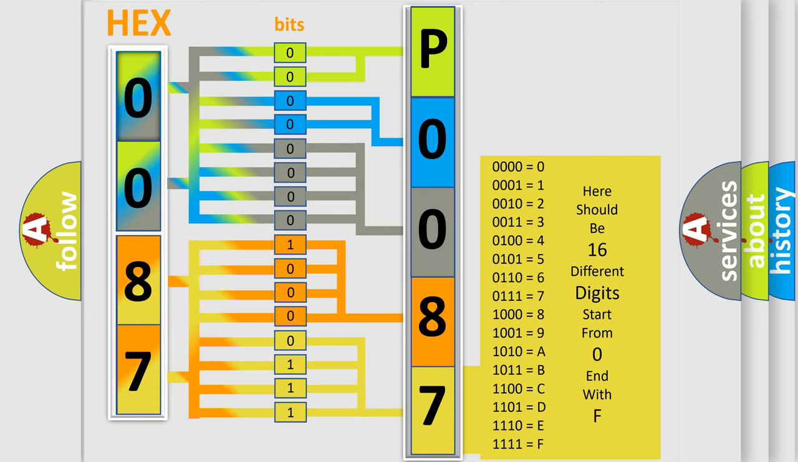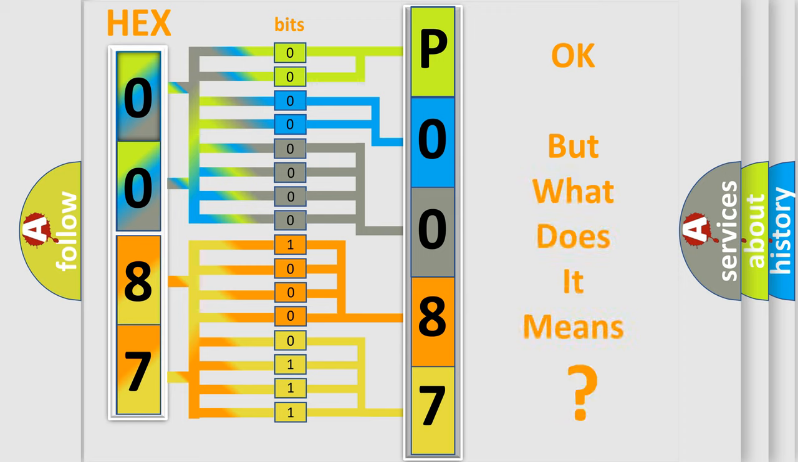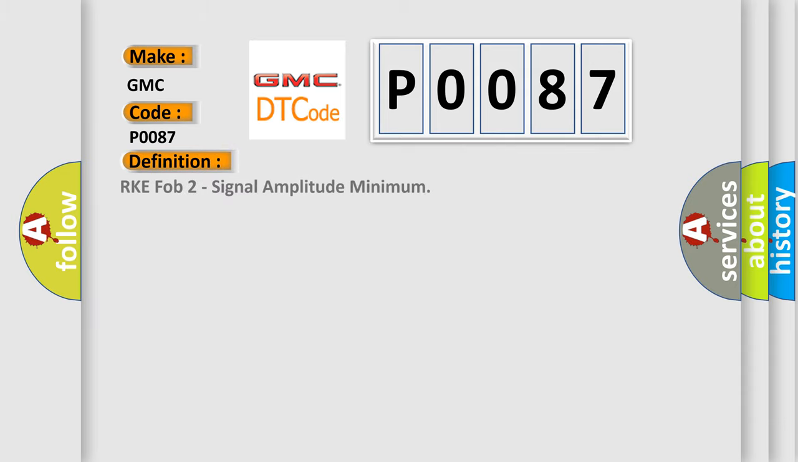We now know in what way the diagnostic tool translates the received information into a more comprehensible format. The number itself does not make sense to us if we cannot assign information to what it actually expresses. So, what does the Diagnostic Trouble Code P0087 interpret specifically for GMC car manufacturers? The basic definition is RKE FOB 2 signal amplitude minimum.